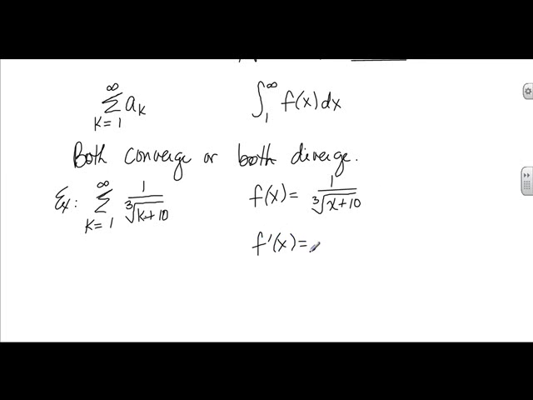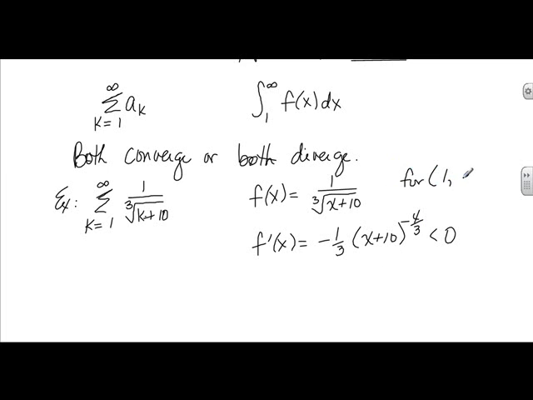So if you differentiate this function, we end up with negative 1/3 times the quantity x plus 10 to the minus 4/3 power, which is less than 0. So there's evidence that our function actually is decreasing. We're considering just the behavior of the function from 1 to infinity. What it does otherwise, we don't really care so much about.